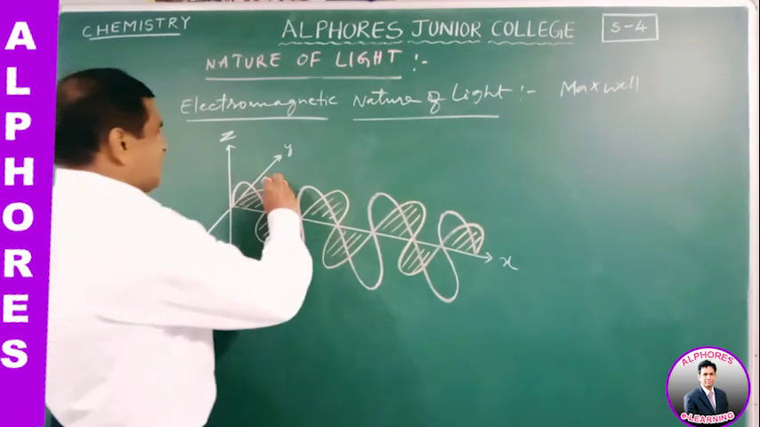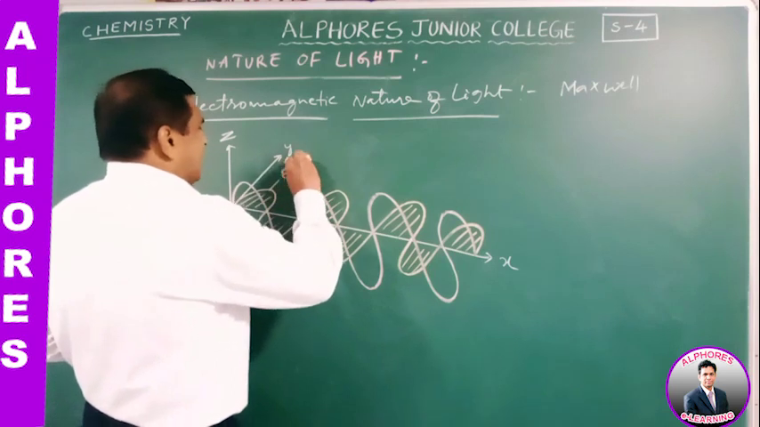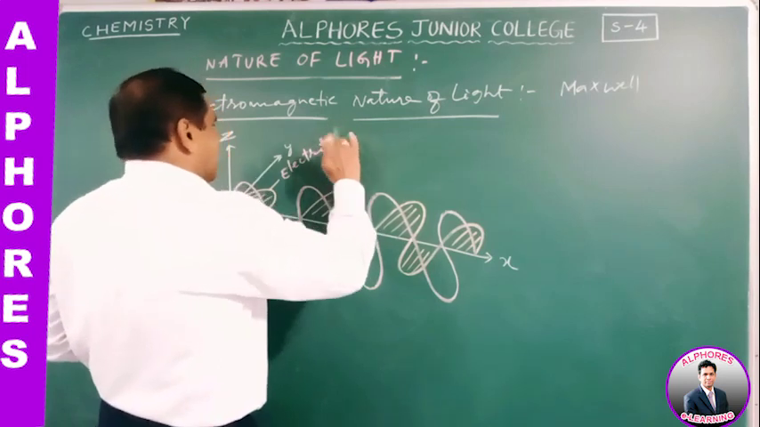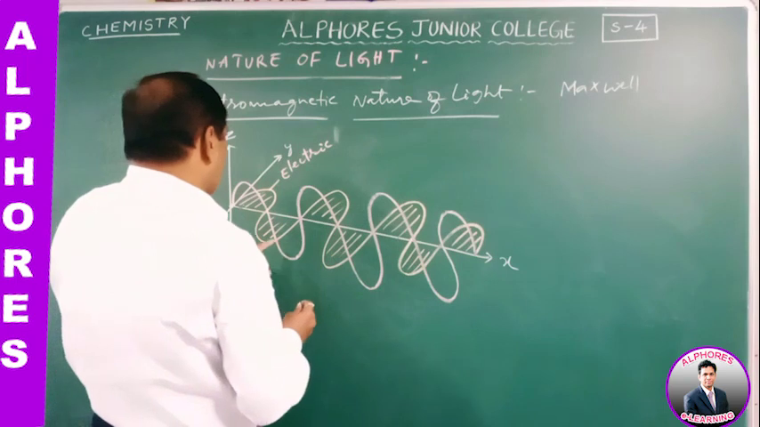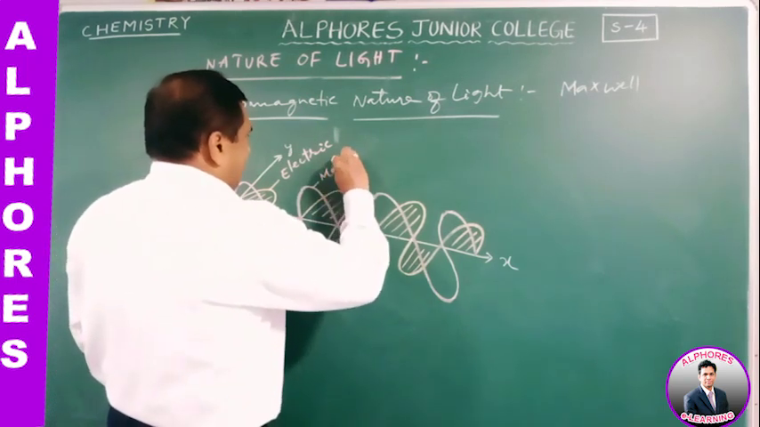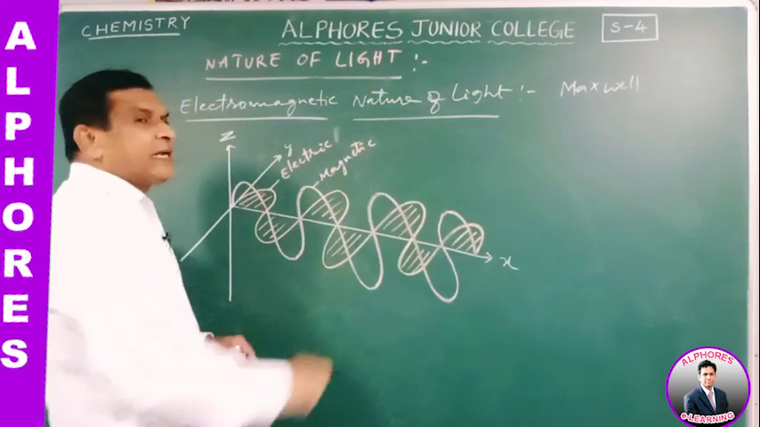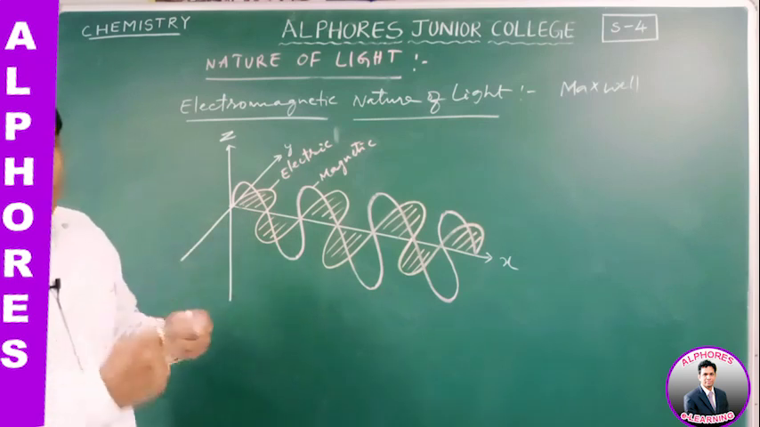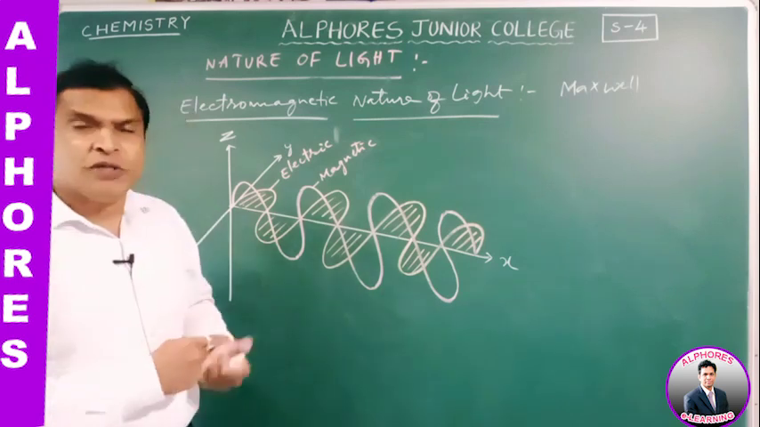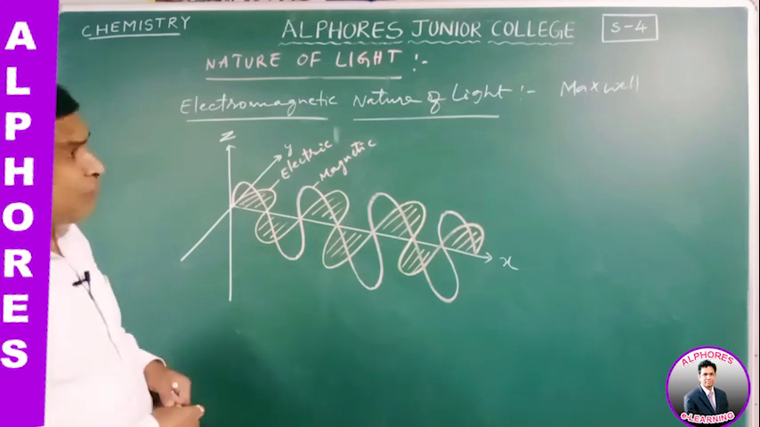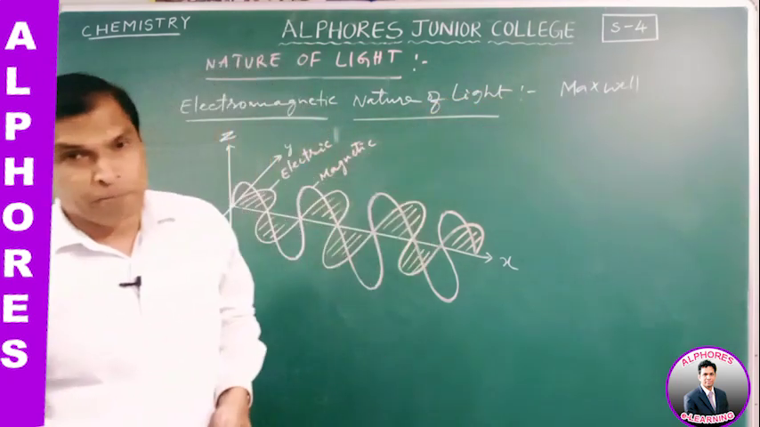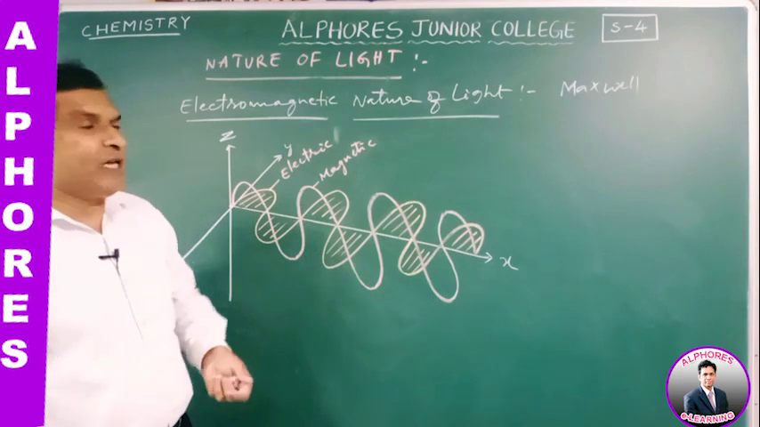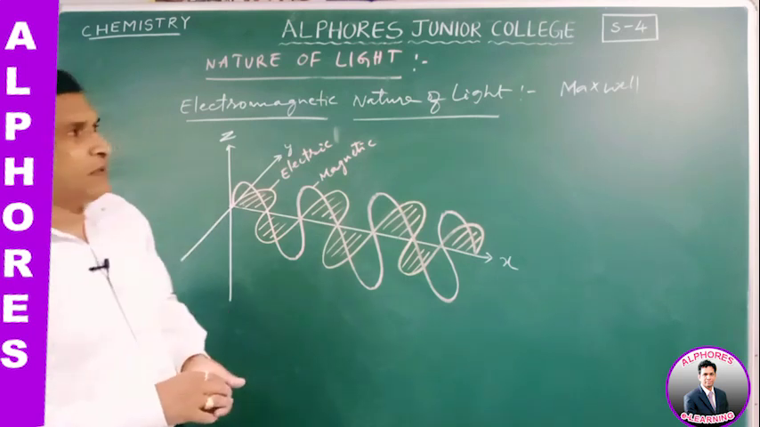So one is the electric field component wave, and the second one is the magnetic field component wave. These two electromagnetic component waves are moving perpendicular to each other. That is the electromagnetic nature of light according to Maxwell, the scientist. This is Maxwell's theory, the electromagnetic theory of light.